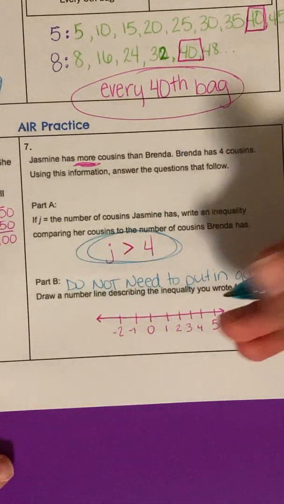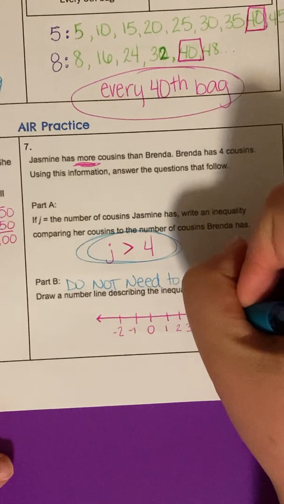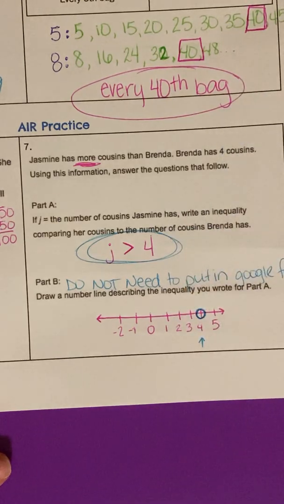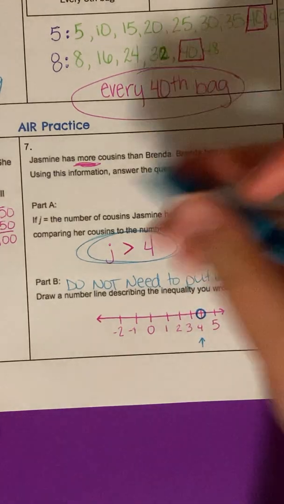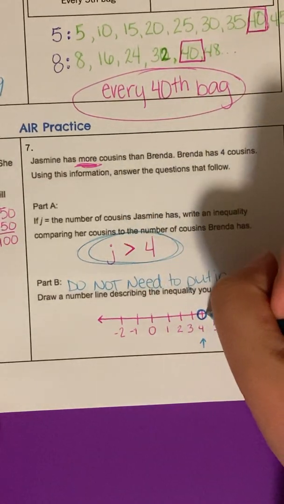So our number we're going to start at is 4. It's not equal to 4, so it's going to be an open circle. That means it could be anywhere around 4. Now, we need to shade. This means J is greater than 4. So J is going to be any number greater than 4.